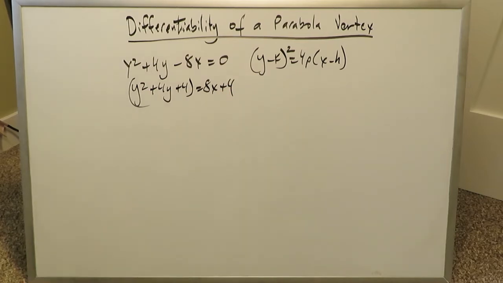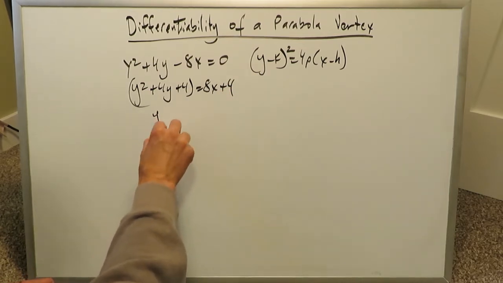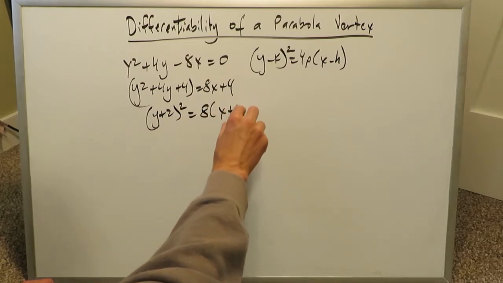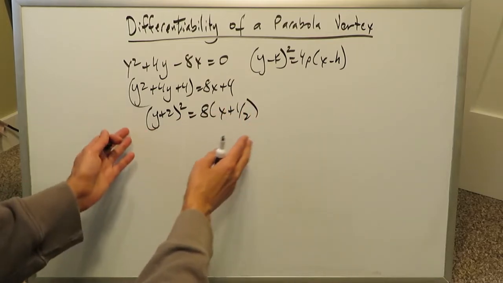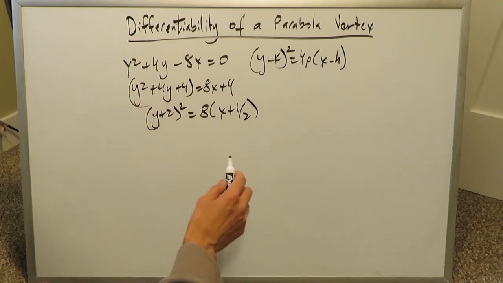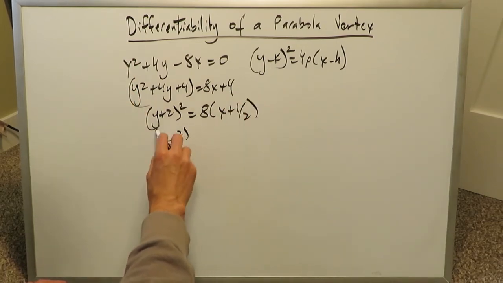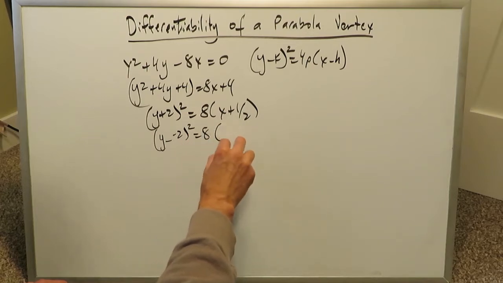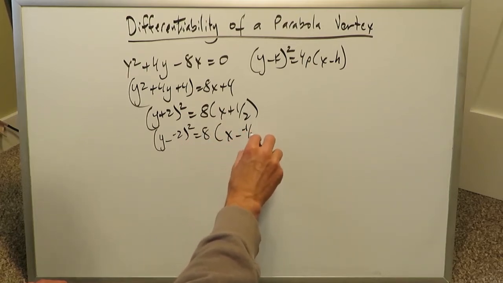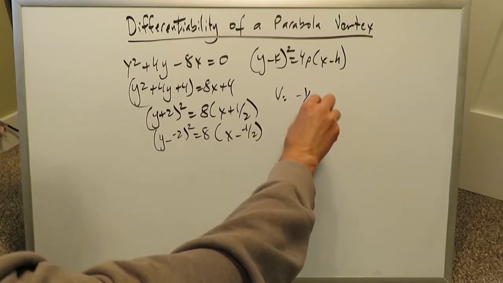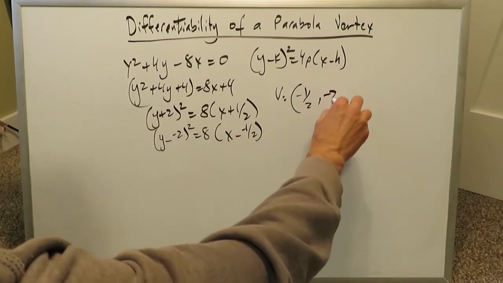You know, completing the square is not a difficult technique. You get y plus 2 whole square is equal to 8 into x plus 1 over 2. If you were to open all of this expanded, you should end up back over there. If you convert it into that form, you're looking at y plus 2 whole square is equal to 8 into x plus 1 over 2. And that tells you the vertex over here is minus 1 over 2, comma, minus 2.